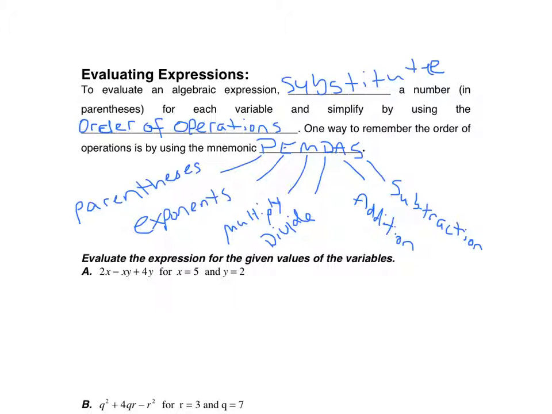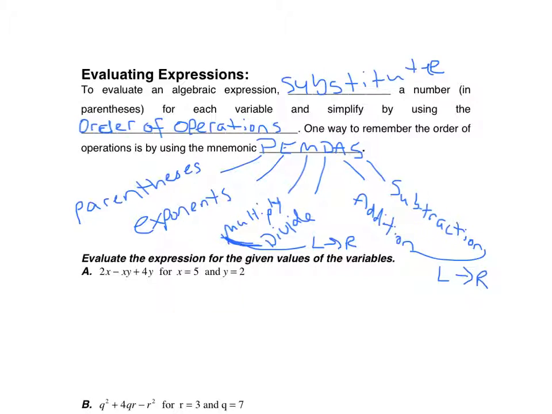So in this case, if we have multiplication or division in the same expression and they're in order, we move from left to right, and the same thing with addition and subtraction. It does not go multiplication first and then division because the letters are in that order. It goes by what is on the left and what is on the right.